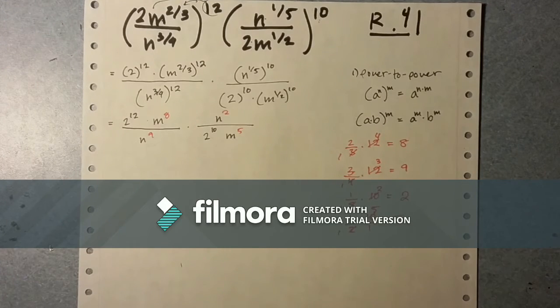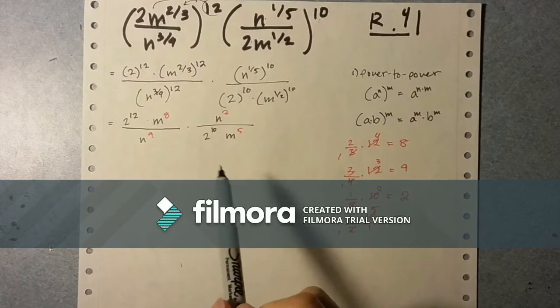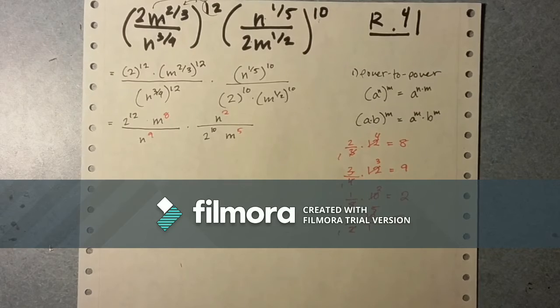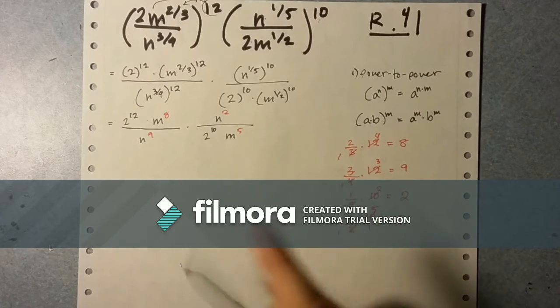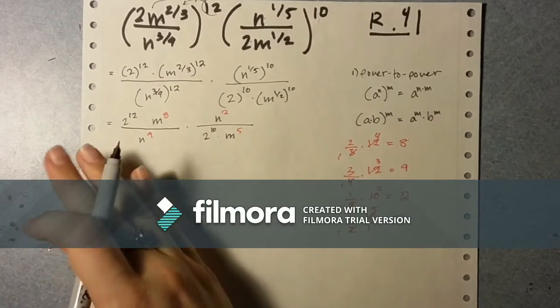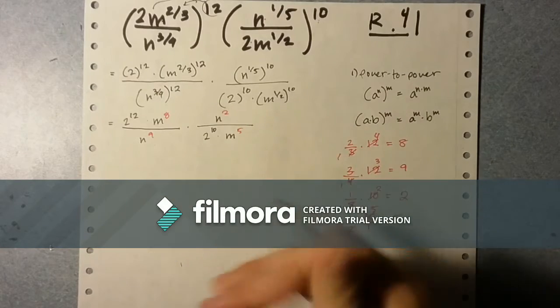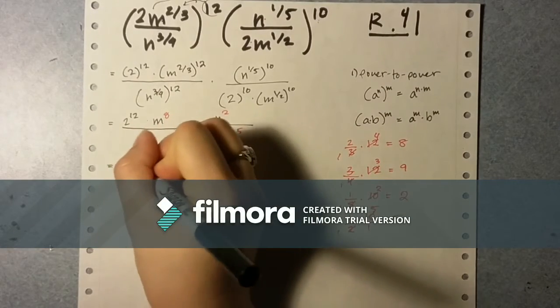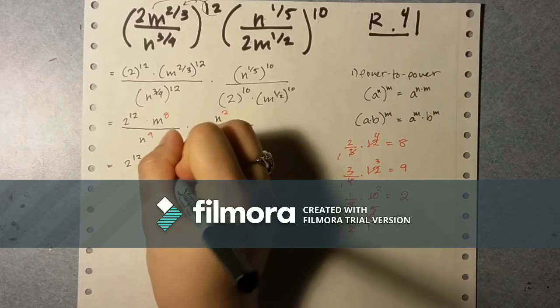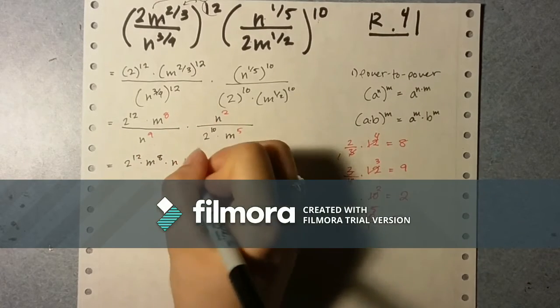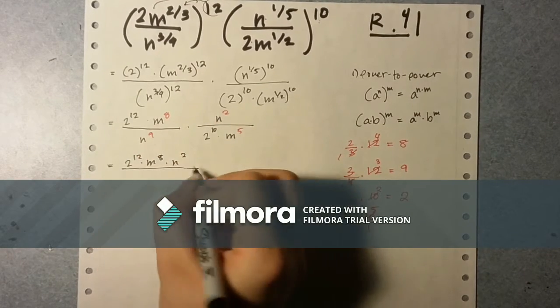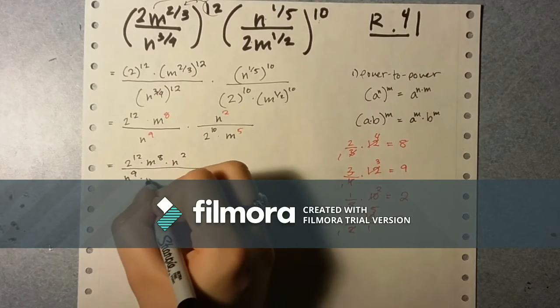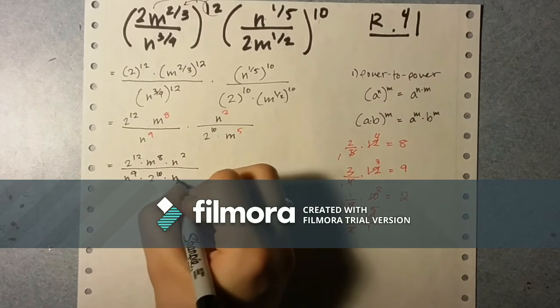Okay, now things don't look too bad. We don't have a bunch of parentheses everywhere and a bunch of half exponents. So now, since this is all multiplication going on, I'm just going to multiply straight across on the top and straight across on the bottom. So we're going to get 2 to the 12th power, m to the 8th power, n squared, all over n to the 9th power, 2 to the 10th power, and m to the 5th power.